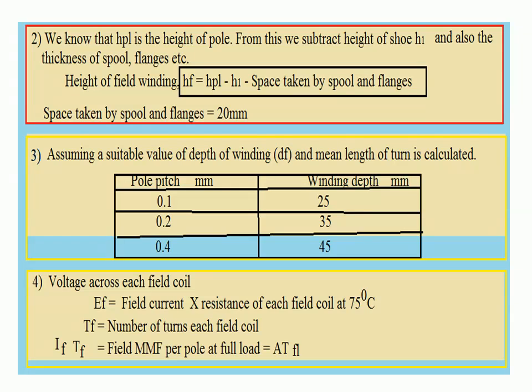Step number 4: voltage across each field coil. Let EF be the voltage across the field coil. This voltage is given by the field current into the resistance of each field coil at 75 degrees centigrade. One more assumption we have to make: TF is the number of turns in each field coil. Therefore, IF into TF is the field MMF per pole at full load, which we generally express in ampere turns at full load.